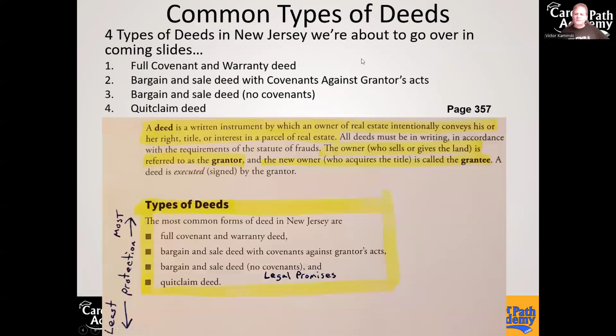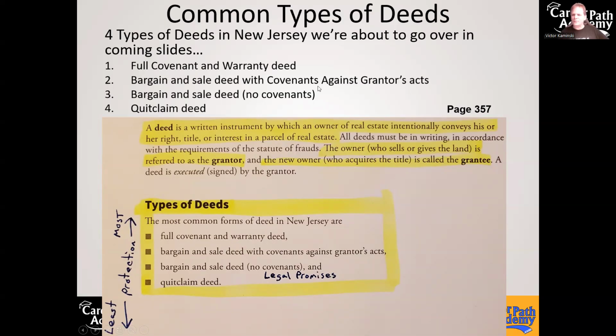So there's 4 common types of deeds used here in New Jersey. They're the full covenant and warranty deed, the bargain and sale deed with covenants against grantor's acts, often abbreviated as CAG, or covenants versus grantor's acts, abbreviated as CVG, which is the same thing. So bargain and sale deed with covenants against grantor's acts.